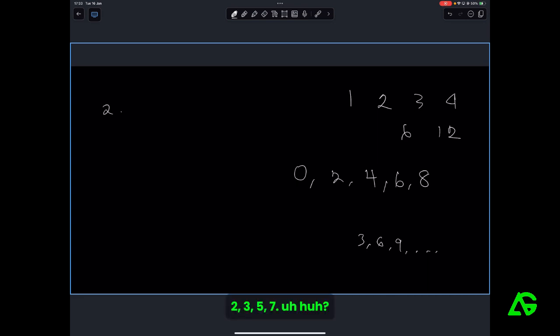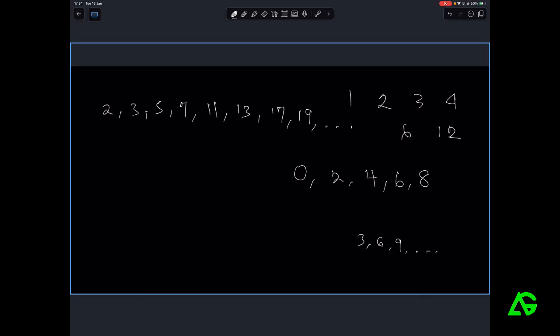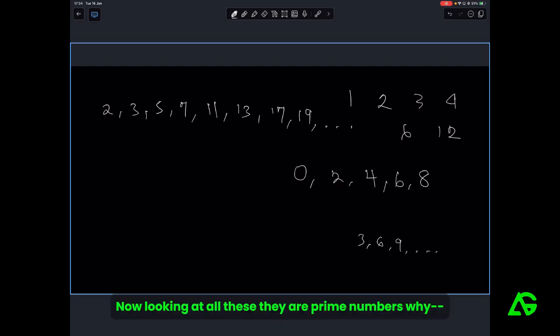2, 3, 5, 7, 11, 13, 17, 19, comma, dot, dot, dot. Just to mention a few. By the way, 9 is not there. Now, looking at all these, they are prime numbers. Why are they prime numbers?